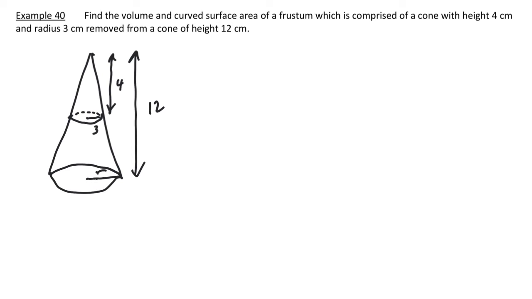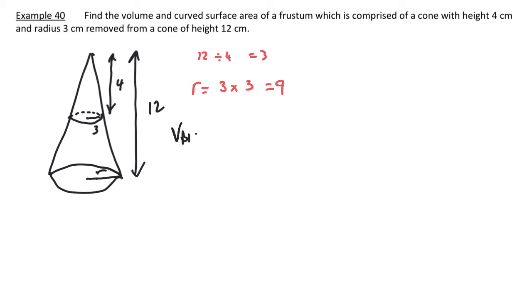But what we can see is that the small height is a third of 12, so 12 divided by 4 is 3, so that means that the large radius is going to be 3 times the size of the small one, which is going to be 9, so the large radius is 9. From there then, we can work out the volume of the frustum.